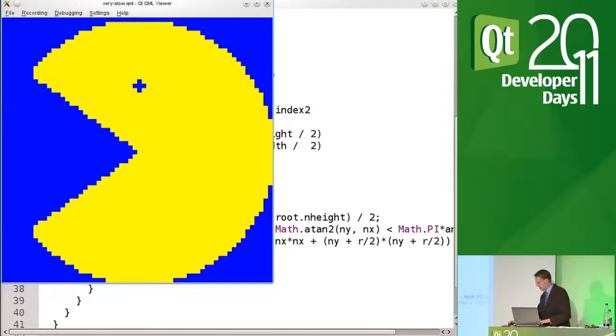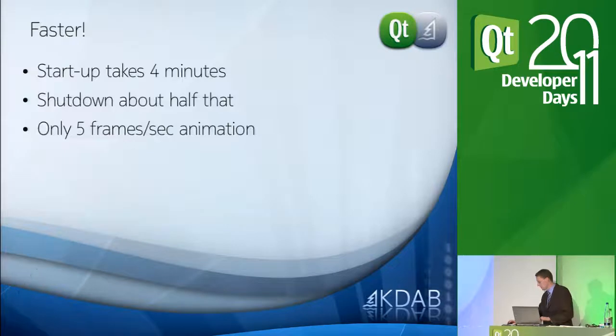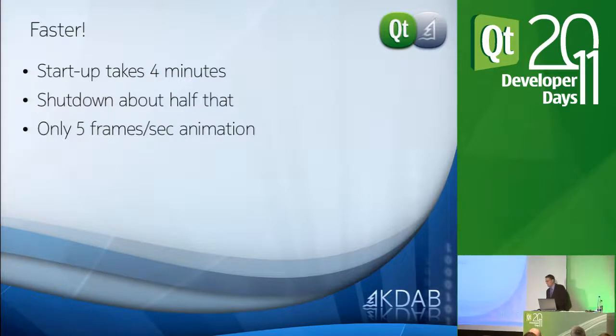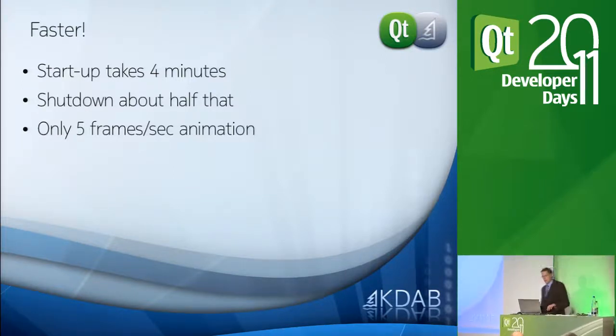So let's go back to the slides and see what we can do about this. Oh yeah, we didn't even see the animation here. So it takes 4 minutes to start up. It takes about 2 minutes to shut down. And if the animations are enabled, it's less than 5 frames per second. So for something as simple as 3,500 rectangles, this is way, way, way too slow.